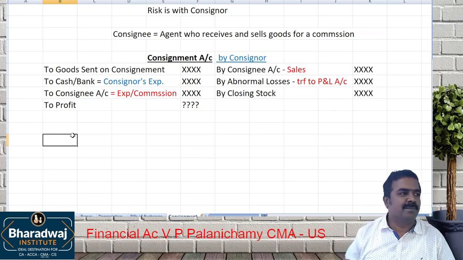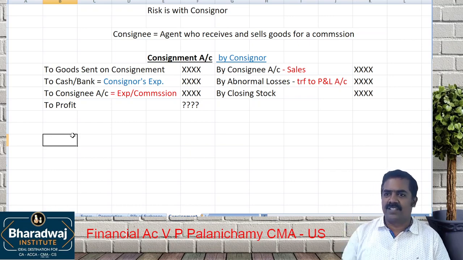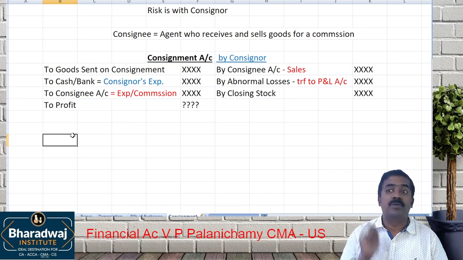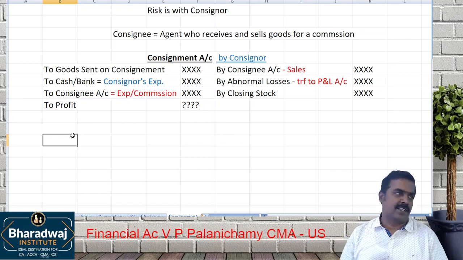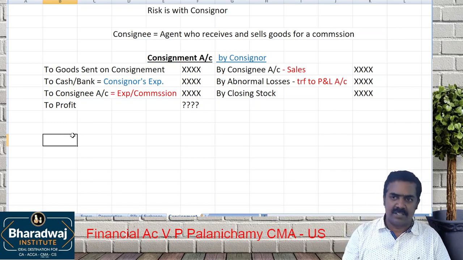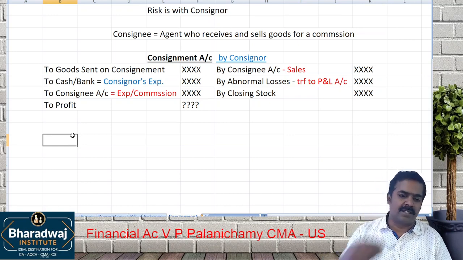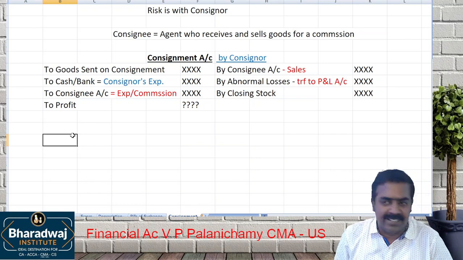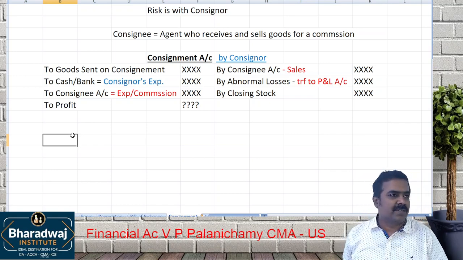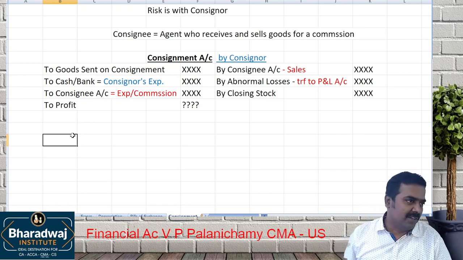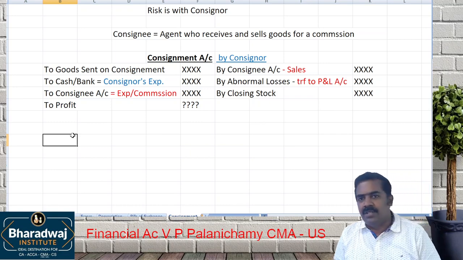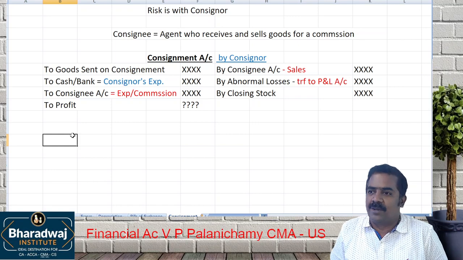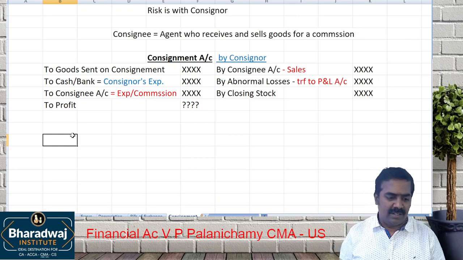When I authorize him to go for credit sales, if there is a bad debt, who is responsible? Consignor is responsible for all losses. Loss of stock, loss in, for example, bad debts. All those losses are ultimately borne by whom? Consignor only. Now, sometimes we will pay additional commission to the other party to ensure that the other party is taking care of those bad debts also. Okay.